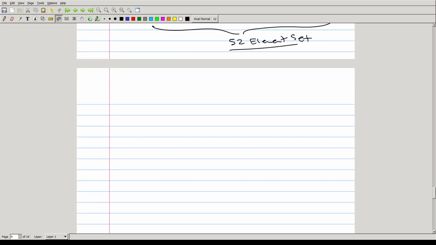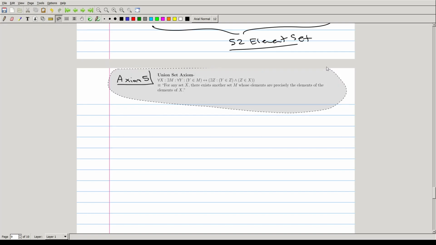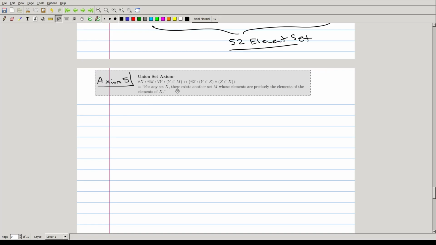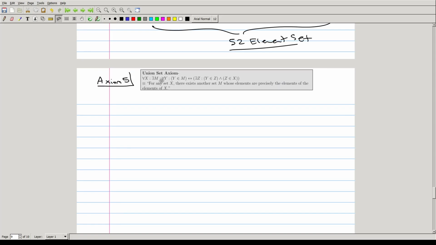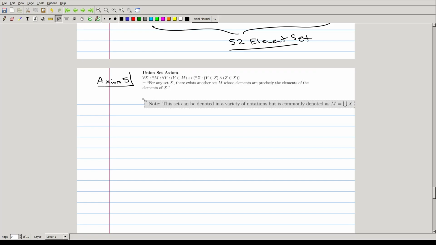So moving on, we want to get into the next couple of construction axioms. The next one is what's called the Union Set Axiom. This is Axiom 5. I'll point out in a little bit all of the different notations that we can use for the union, but first I'll describe really what a union is.